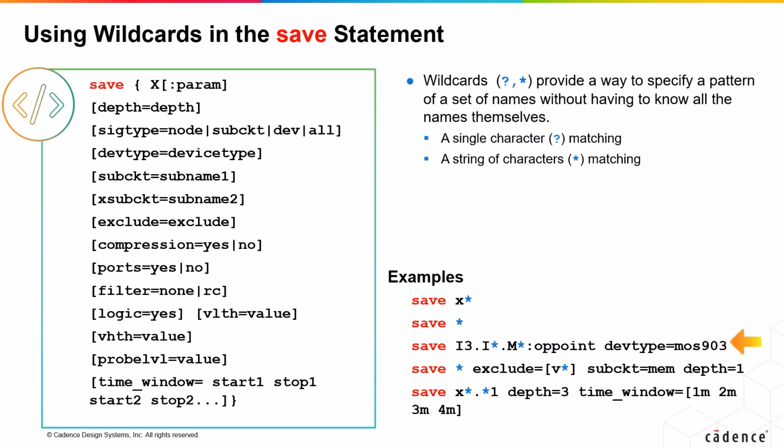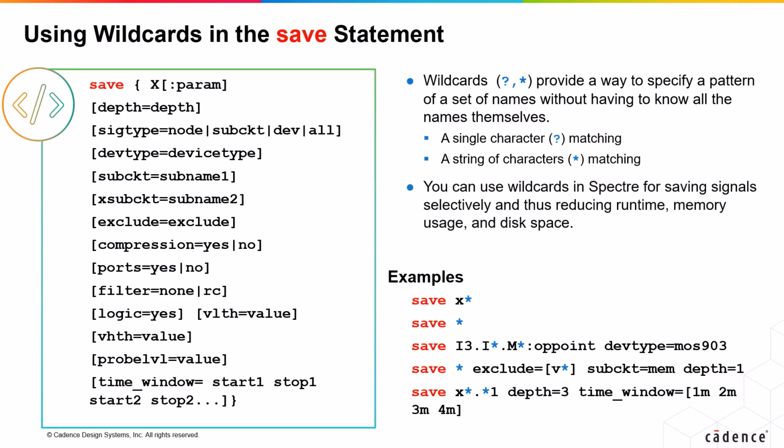The third example saves the operating point parameters of all the MOS devices from level 3 and above whose name matches the pattern. Then, the fourth example saves voltages of all nodes except this node in the instance of the subcircuit mem with a depth of 1, which means saving of signals happens at the top level and one level below it. Then the last example saves the voltages of all nodes from level 2 to level 3 whose names start with X and end in 1 from 1 microsecond to 2 microseconds and 3 microseconds to 4 microseconds as specified in this time window option.